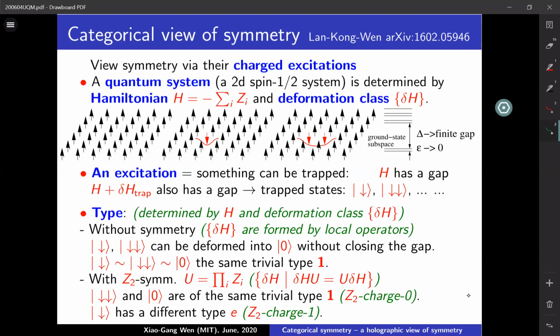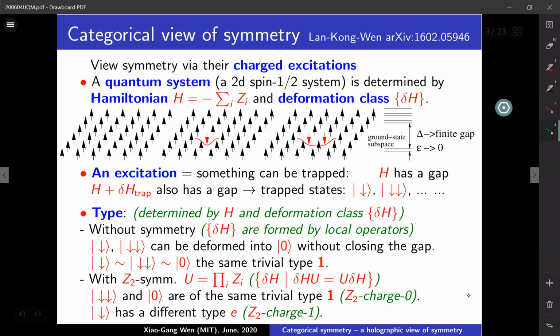But usually, we don't say those excitations are different. We really consider this type of excitation. So we introduce this concept of type. So type is basically an equivalence class. We say this excitation and that excitation are not so different. They belong to the same type. And therefore, type is a very important notion when we discuss excitations.